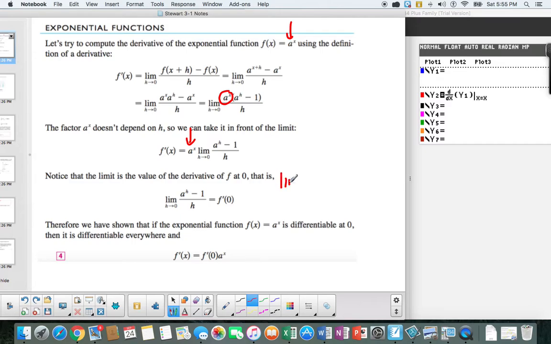Let me rewrite the limit in another way. I could write it as a to the 0 plus h minus a to the 0 all over h. And hopefully you'll recognize that as the derivative at a particular point, which happens to be 0. So one more time, the derivative of an exponential is itself times the derivative at 0, the derivative at 0 of this exponential function.